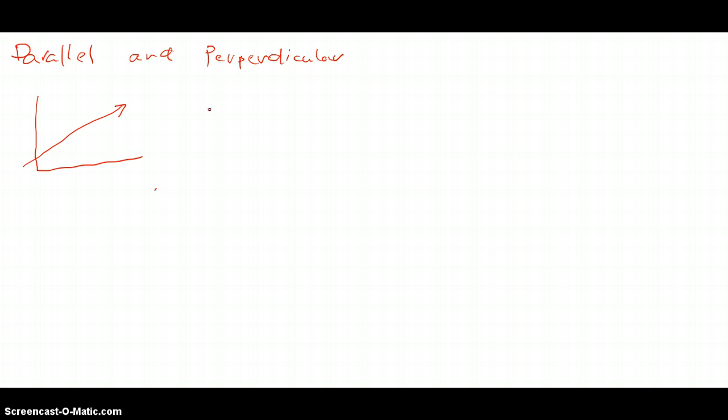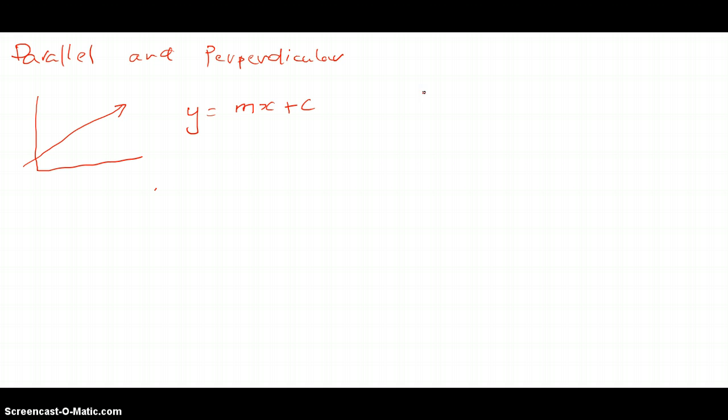For any linear graph, we have the relationship in standard form as y is equal to mx plus c. Alright, so this goes for any line where m is the gradient and c is the y-intercept.